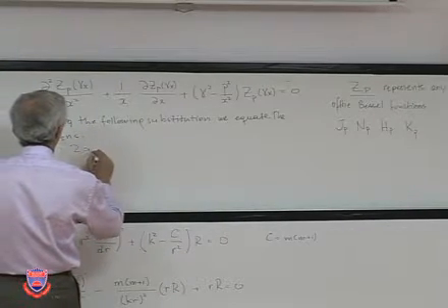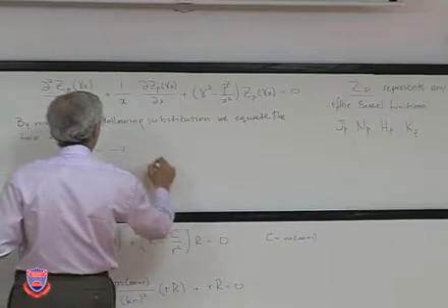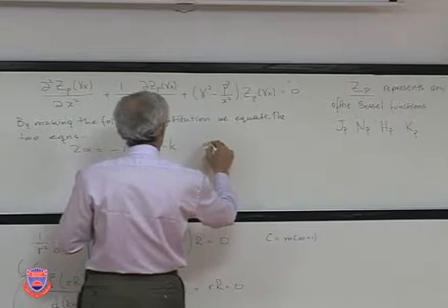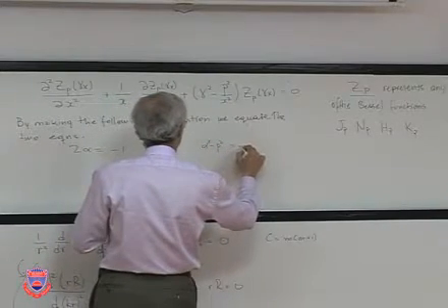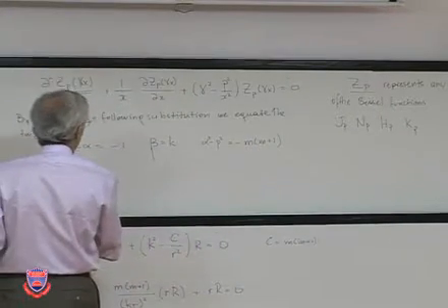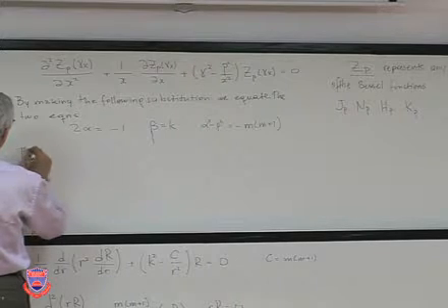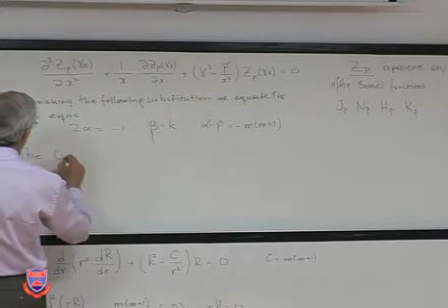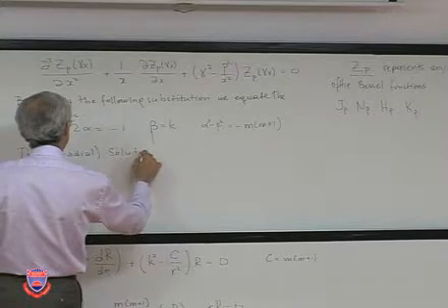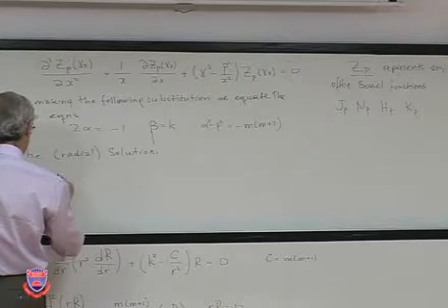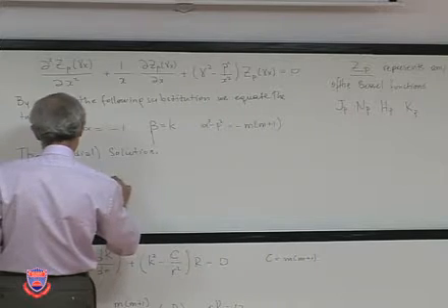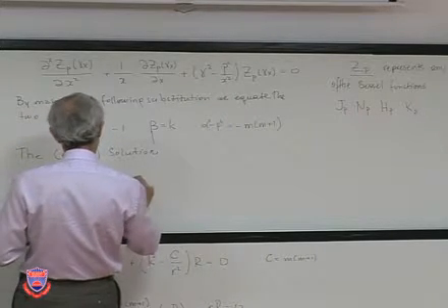So 2 alpha is set to -1, beta is set to k, and alpha squared minus p squared is minus m1. Then the radial solution is the following. This is where the functions come in.